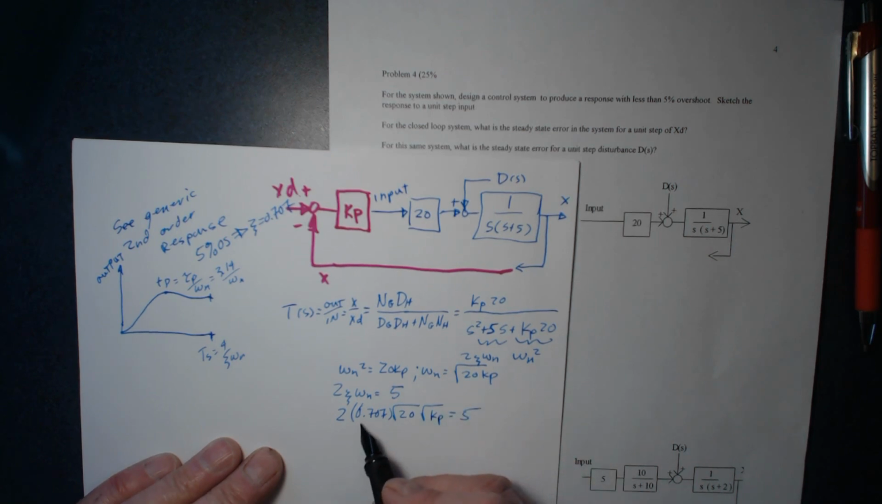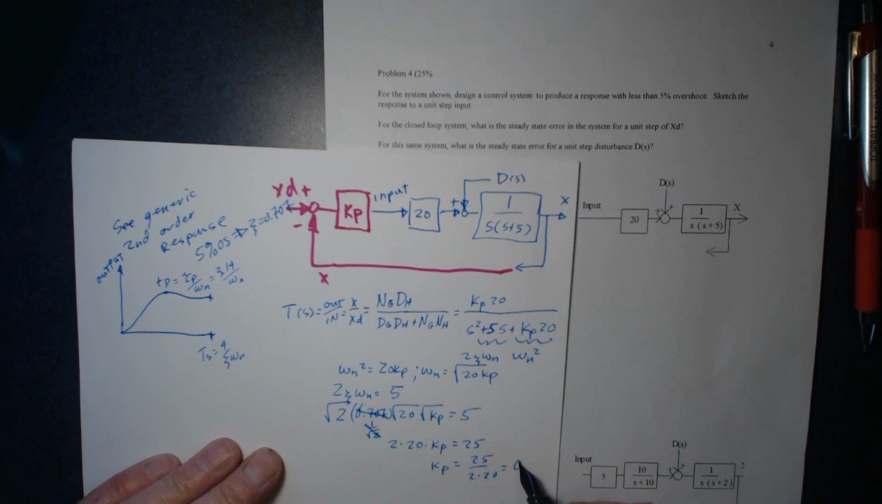So I'm just going to square that. It turns out that zeta is 1 over the square root of 2, and then I can say square root of 2 over the square root of 2. So this is just 2 times 20 times kp equals 25. Kp equals 25 over 2 times 20, which equals 0.625. Okay, so now I've calculated out what that is.